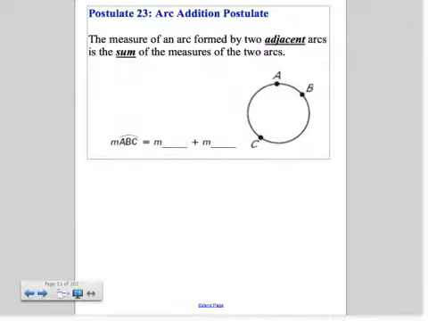All right. The arc addition postulate, very similar to segment addition or angle addition, which we've already talked about earlier this year in first semester. It says this: if you want to know the measure of arc ABC, in other words, the measure of that big arc, all you have to do is take the 2 smaller arcs and add them together.